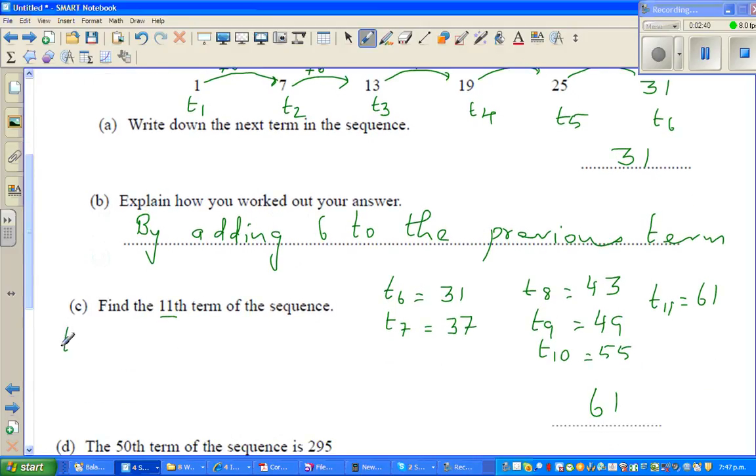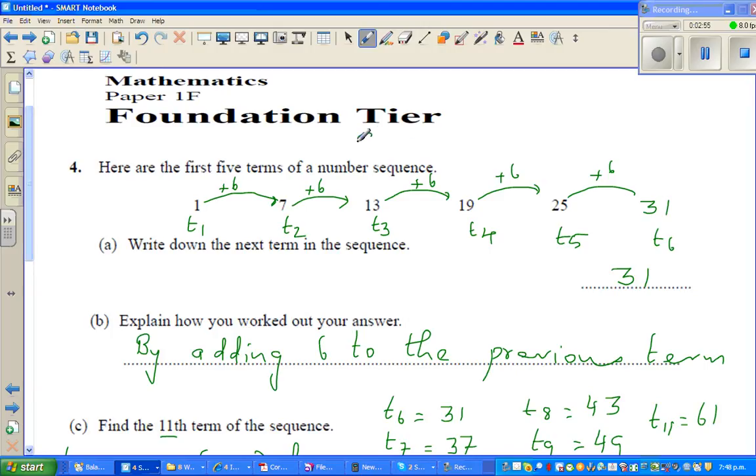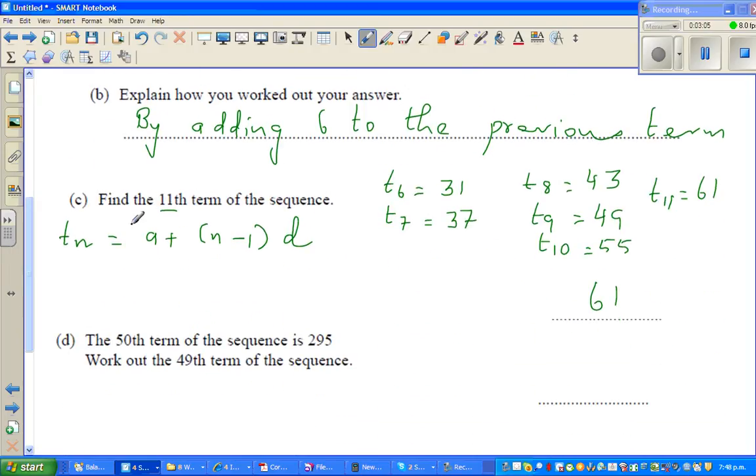There's a formula. The formula is like this: Tn equals a plus n minus 1 times d. Let me explain the formula. A is your first term, so your first term is 1. D is the common difference, and the common difference is 6 here. In this case, you want to find the 11th term, so that is T11. Your n is 11, your a is 1, plus 11 minus 1 times d, which is 6. That is 1 plus 10 times 6, which is 1 plus 60, which is 61.